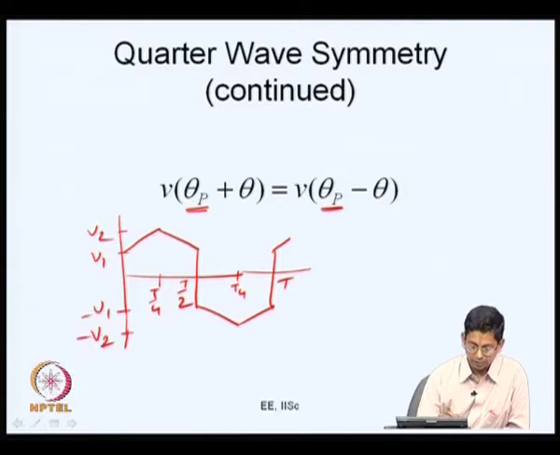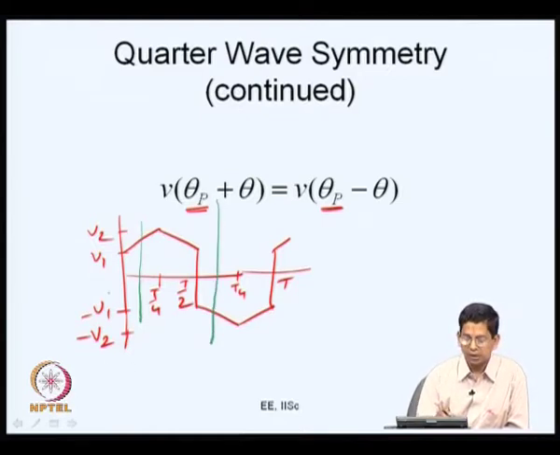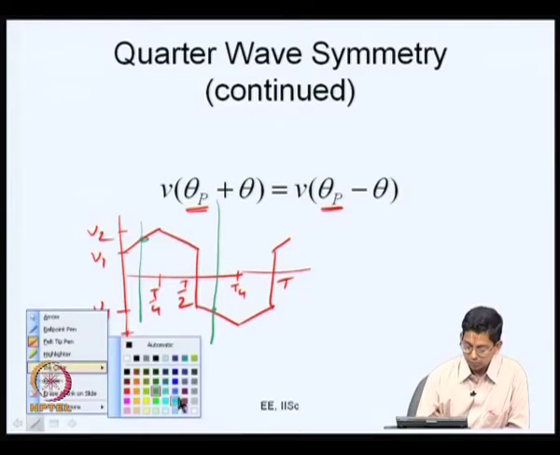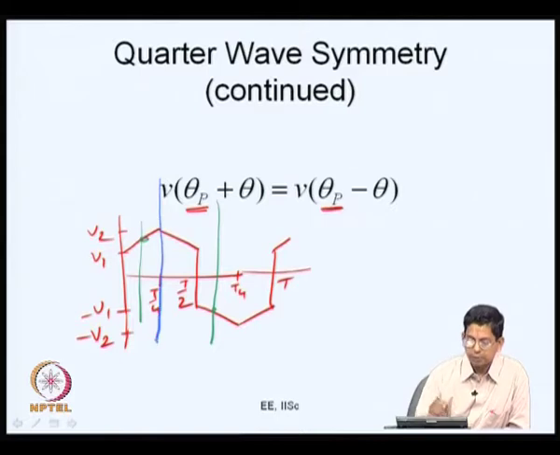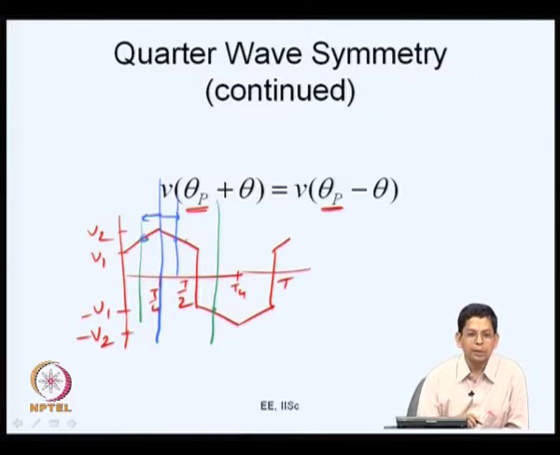How do we say that? You consider this instant theta, you consider 180 degrees away or T by 2 away. So, the function has the same value but with opposite sign, that is half wave symmetry. It has no even harmonic. On top of that, you look around this point, you go some distance and you go the same distance on this side, you find the values to be equal. So, this is quarter wave symmetry.